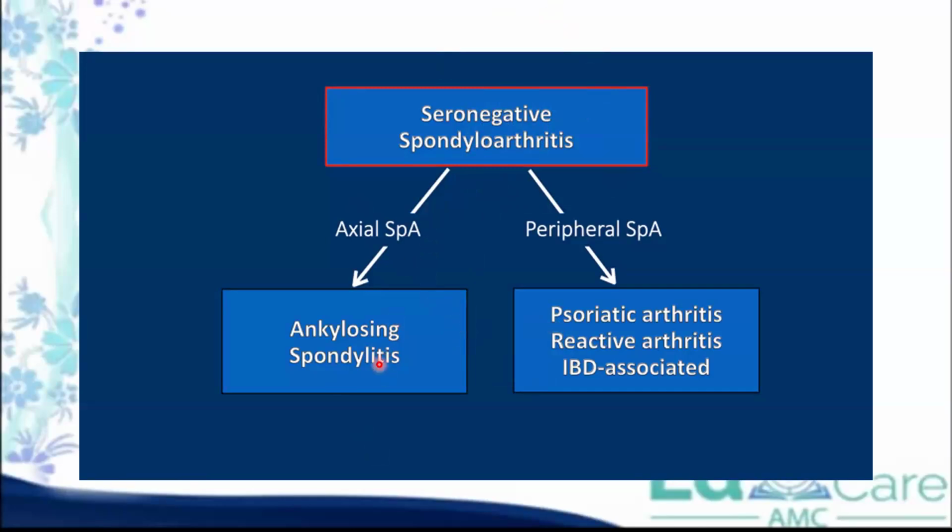Like in ankylosing spondylitis. So this seronegative arthritis is classified into axial and peripheral. The axial, we all know, is ankylosing spondylitis, and the peripheral ones we need to know for the exam are psoriatic and reactive arthritis.